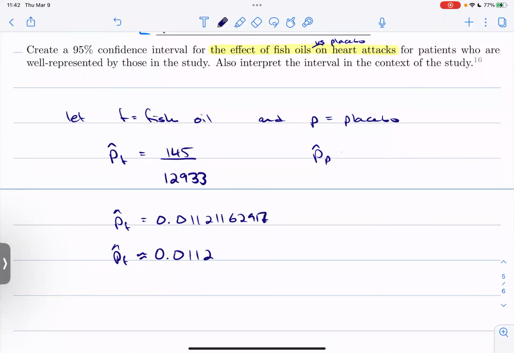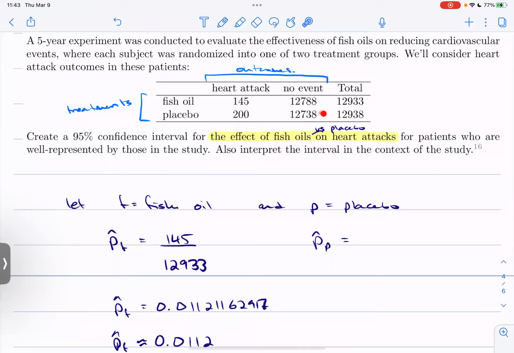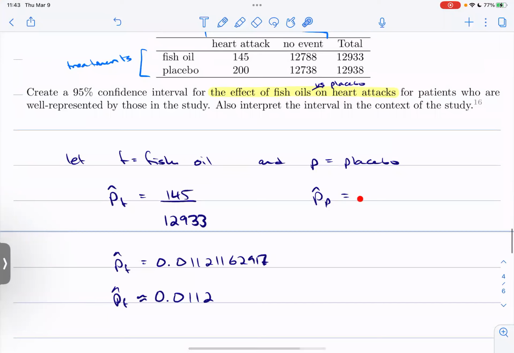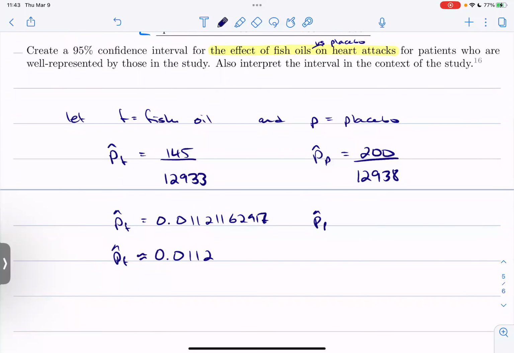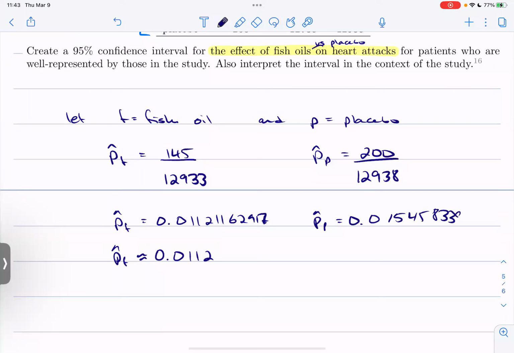The sample proportion for the placebo group, there were 200 heart attacks out of 12,938. So 200 divided by 12,938. So p hat P, I get 0.01545833977, but to 4 decimal places again, 0.0155. Picky, but approximately equal to.